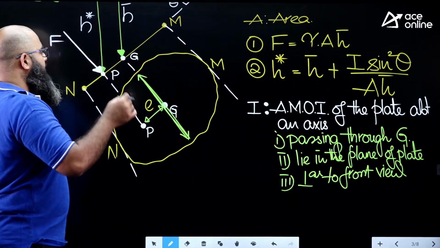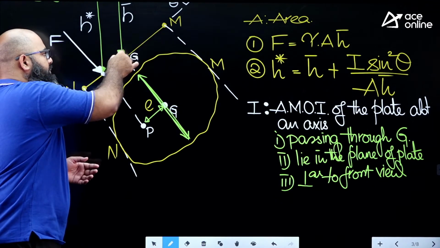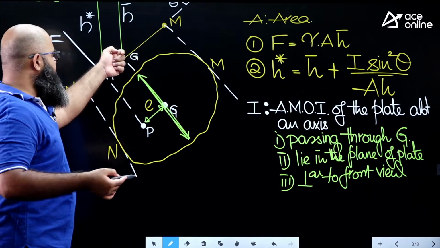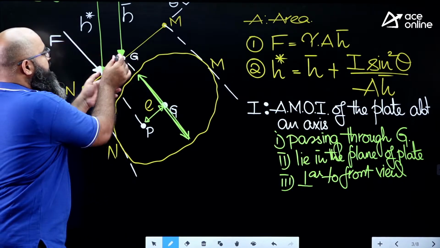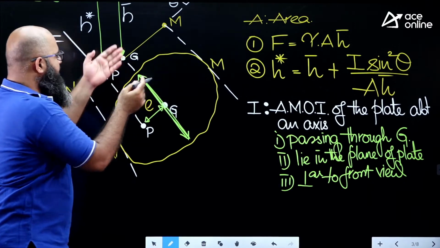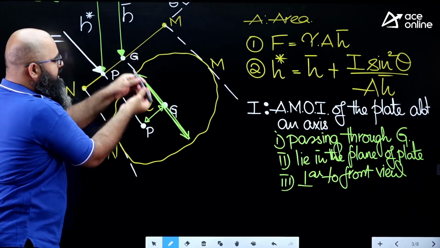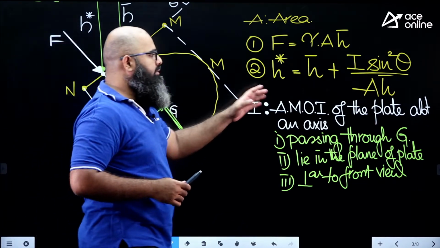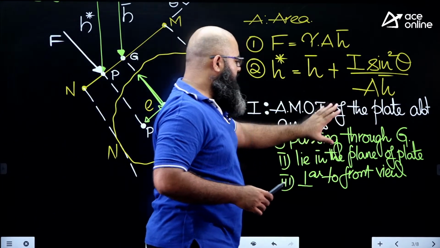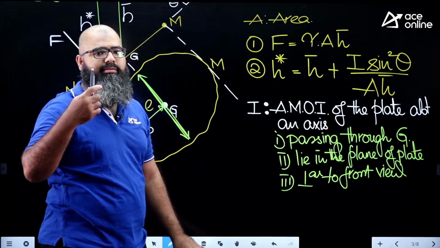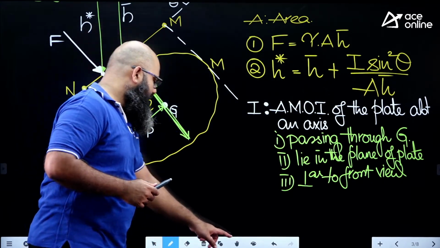So imagine you are having an axis lying in the plane of the plate, perpendicular to the front view. That means it is perpendicular to the screen you are seeing. Now you cannot view that particular axis unless you look at the plan view. So imagine this axis, if I show it in the plan view, then it is going to become this particular axis. So I is the area moment of inertia of the plate about all these things. If you keep in mind these three points, you will not make any mistake in finding the value of I.